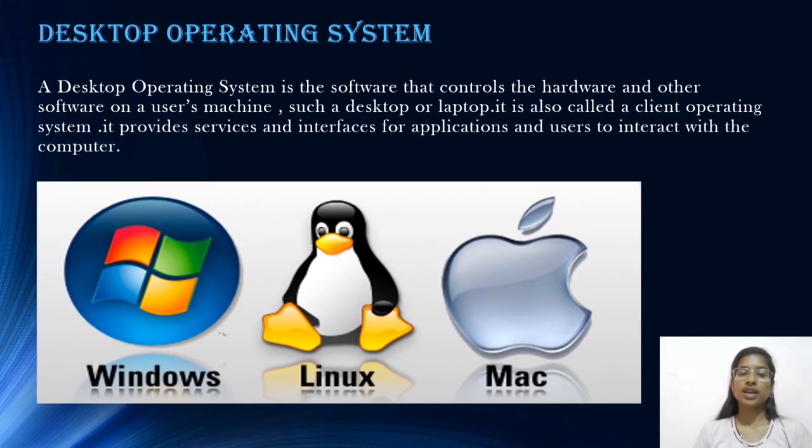So what is a desktop operating system? It is an operating system, a software that controls the hardware and other software on a user's machine, such as a desktop or laptop. It is also called a client operating system. It provides services and interfaces for applications and users to interact with the computer. These are a few desktop operating systems.